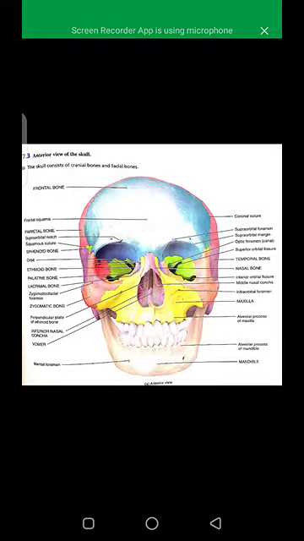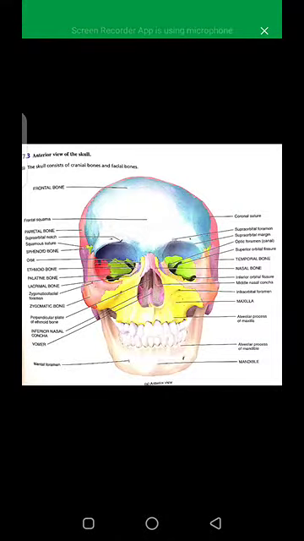The skull consists of cranial bones and the facial bones. Now, the cranial bones are the frontal bone, the parietal bones, the temporal bones, and the occipital bone. Now, the occipital bone is the back bone. Okay, the frontal bone is your front forehead bone. The parietal and the temporal bones are the lateral bones.